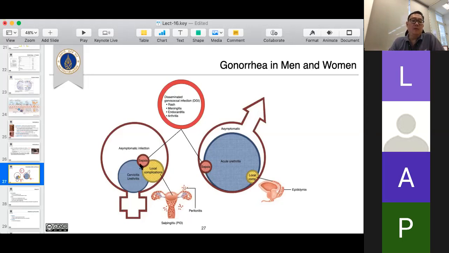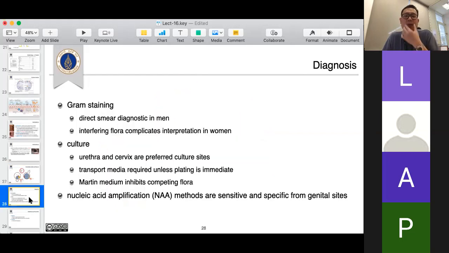In females, local infection and local complications will happen more than in males, okay? That is different. So symptoms are quite different between sexes. All right, then we move on.